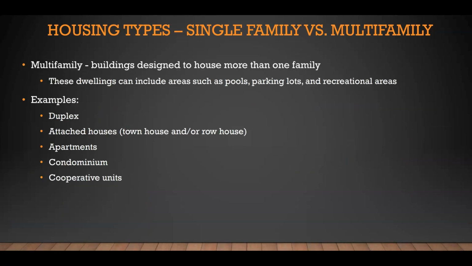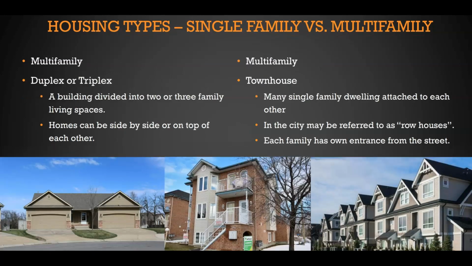In this section, we will now explore single family versus multifamily. Multifamily means buildings designed to house more than one family. These dwellings can include such areas as pools, parking lots, and recreational areas. Some examples are duplex, attached homes, townhouse or row house, apartments, condominiums, and cooperative units. A multifamily house is a structure that provides housing for more than one household. Each household within the dwelling has its own distinct living quarters.